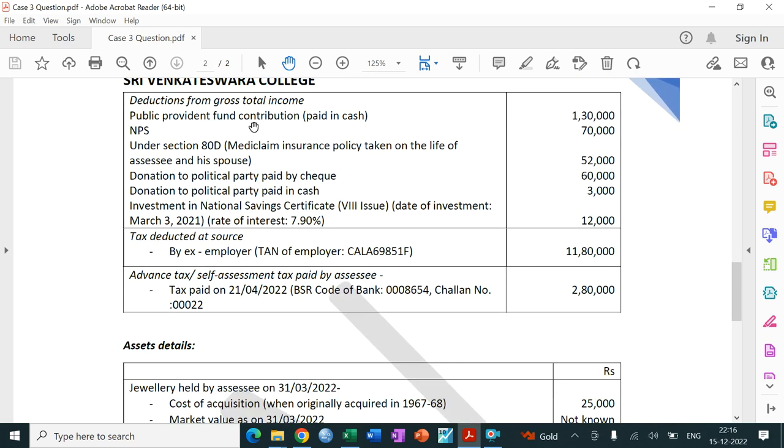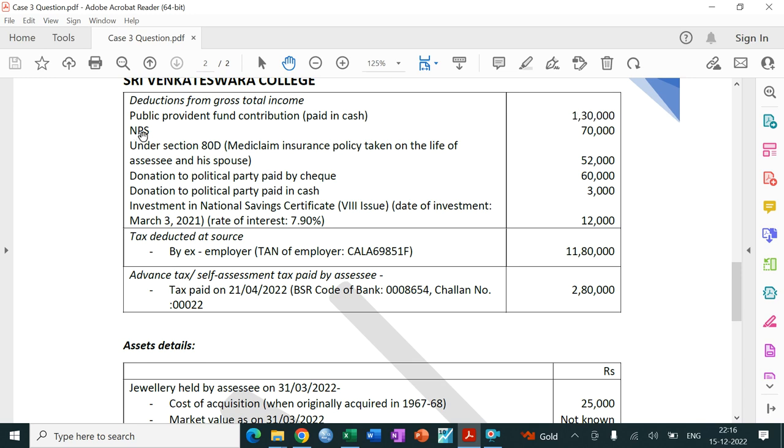Deduction part, that is PPF contribution paid in cash, that is 1,30,000. Class, please don't get confused with contribution paid in cash. It is very similar to the saving bank account, because if any person is contributing towards PPF, it will automatically be credited in the name of the assessee only, right? So the assessee will get a maximum deduction of rupees 1,50,000, but he contributed only 1,30,000.